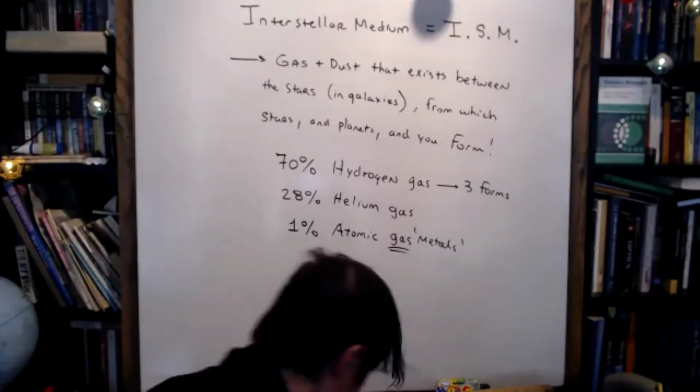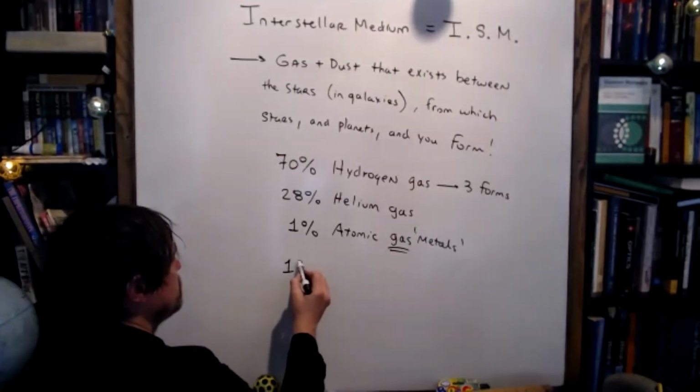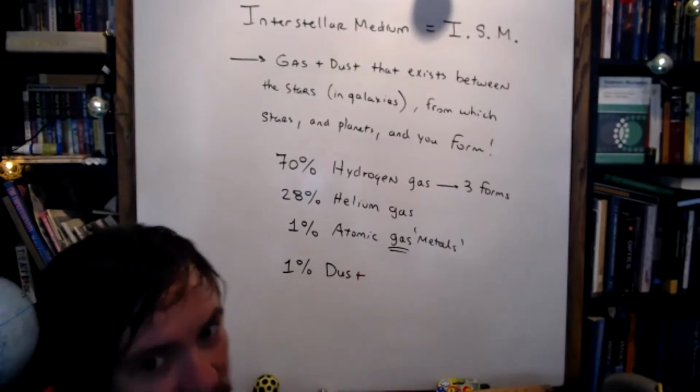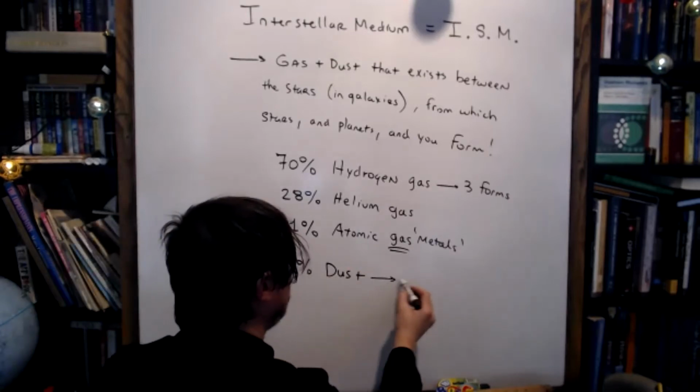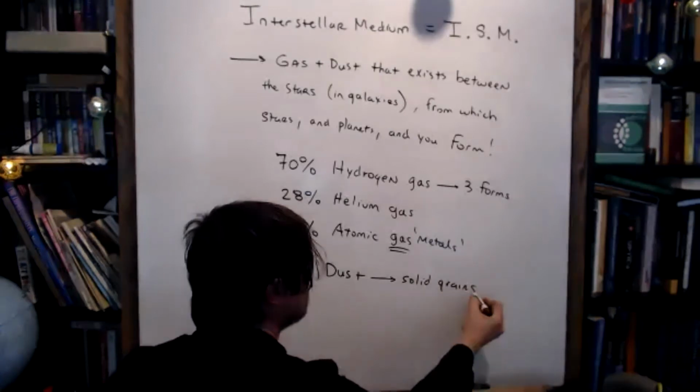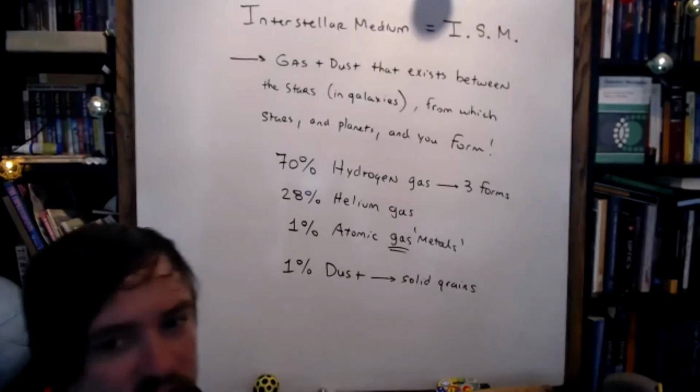That remaining 1% is in the form of solid grains called dust. Now, dust is kind of a big deal in astronomy. Dust are metals that are in the form of solid grains. Now, first of all, we need to differentiate between dust and dust. I ain't talking that windowsill dust. I ain't talking the dust bunnies under your bed dust.